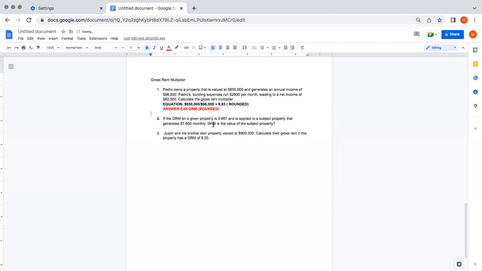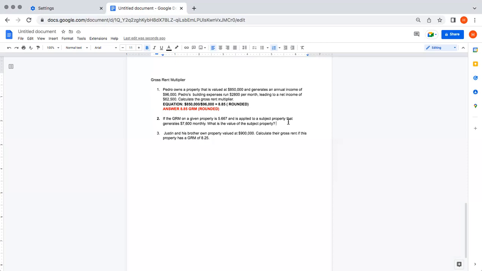Now, this one's actually about the value. You've got two of the components, so you can definitely come up with the value of the property. So the question is, if the GRM on a given property is 5.667 and is applied to the subject property that generates $7,600 monthly, what is the value of the subject property? Now we've got to do some conversion on this one, but it's fairly easy to figure out, right?